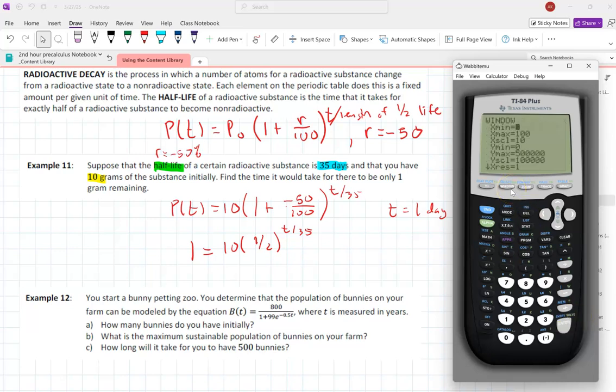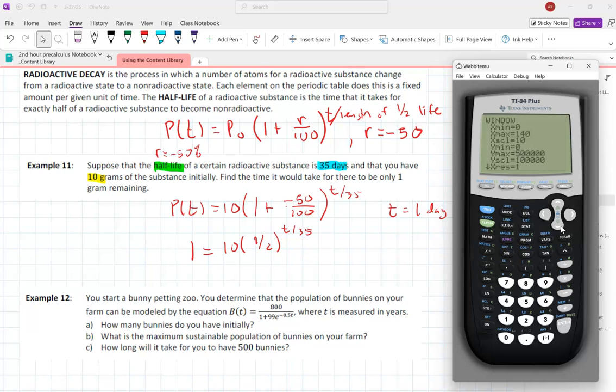So my window, well, let's think about our x's. A half-life is 35 days, right? So after 35 days, I have 5. After 70 days, I have 2.5. After 105, I have 1 1/4. After 140 days, I'm going to be less than 1, right? So I'll go 0 to 140 for my x, because I know that I'll hit my answer inside of there. Everybody feel good there?